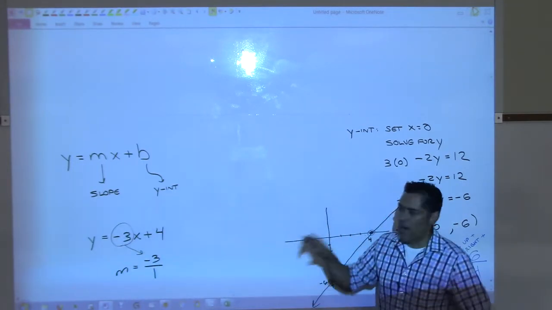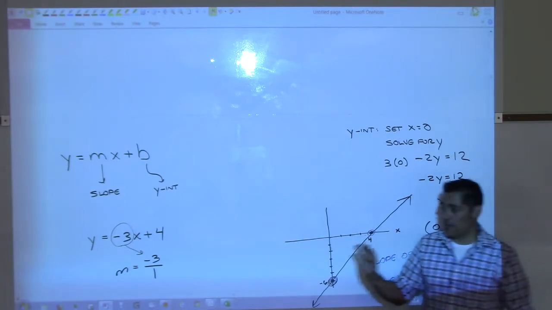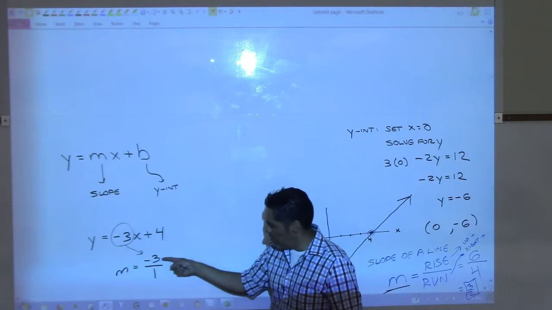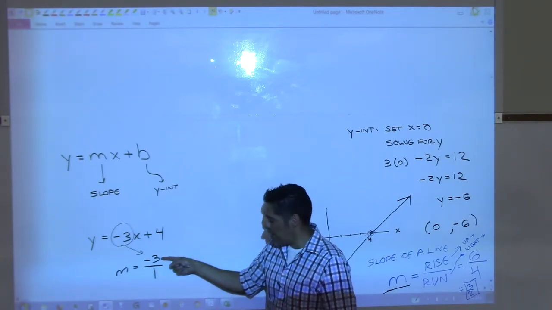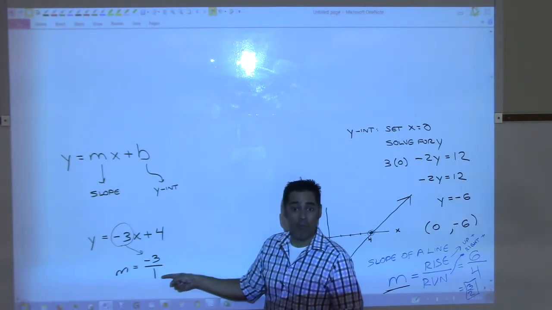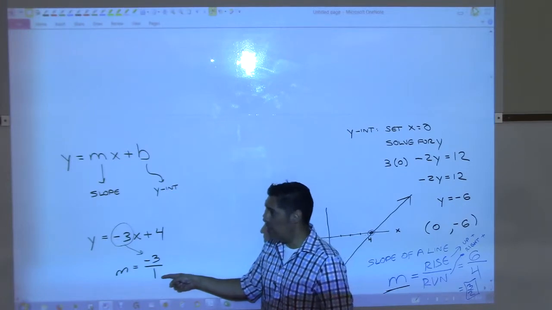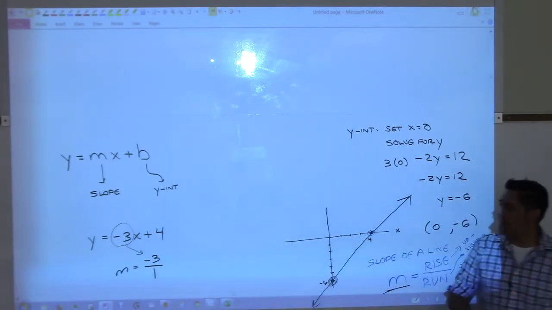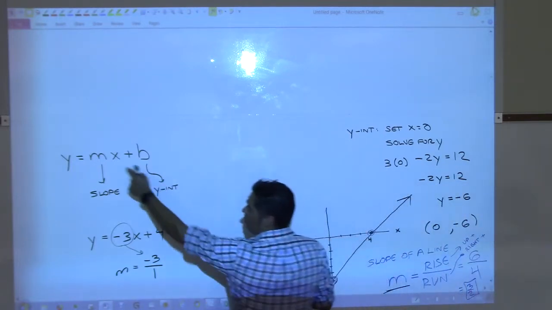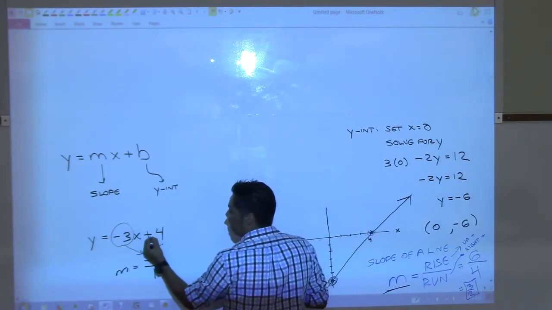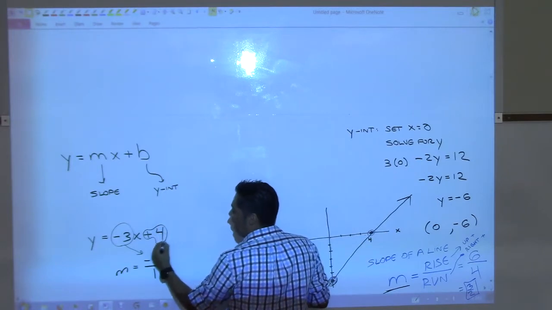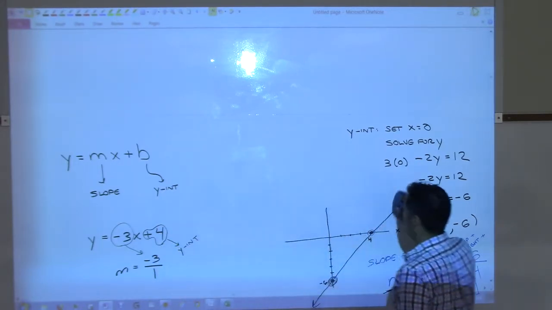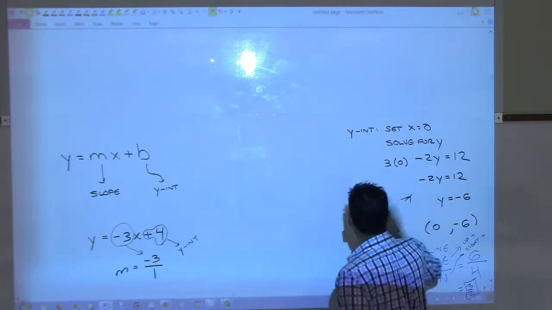So that tells me that to get to another point on this line, I'm going to go, what? Down 3 and to the right 1. That's how I get to another point. But I need a starting point. I need somewhere to start from. And when it's written in this form, this number right here, you have to include the positive, that is always your y-intercept. So let's try and do that example. Let's graph it right now.